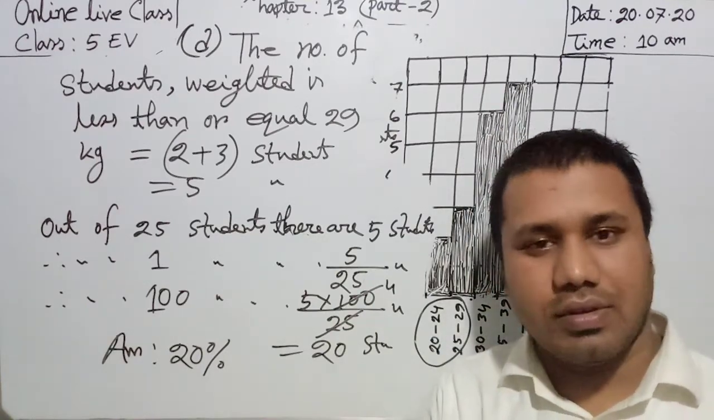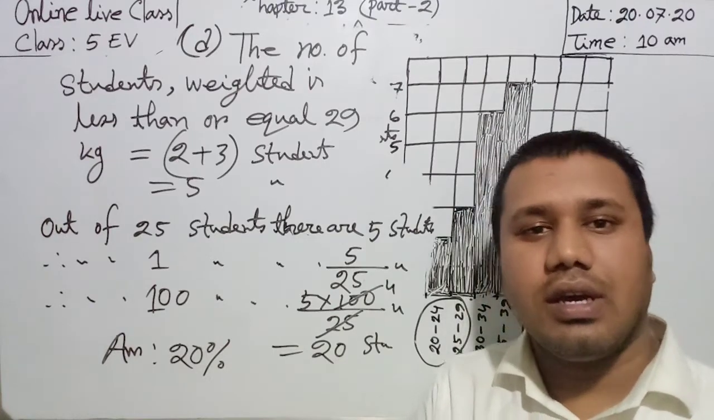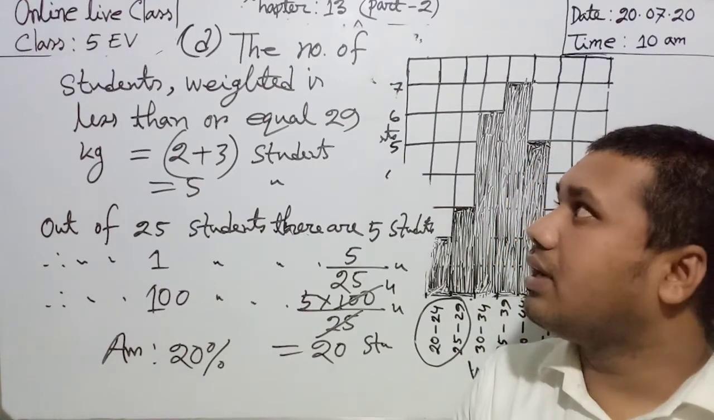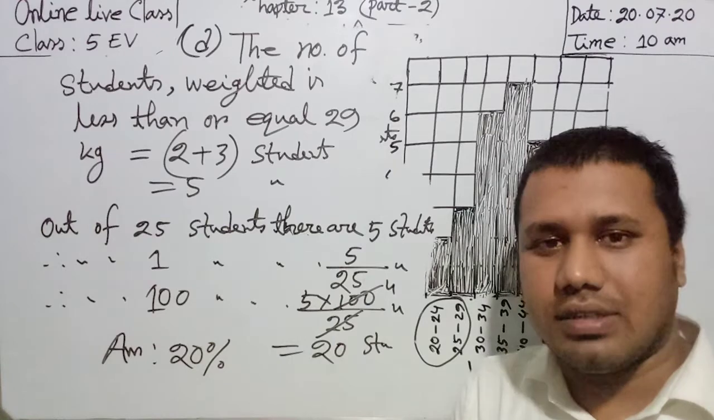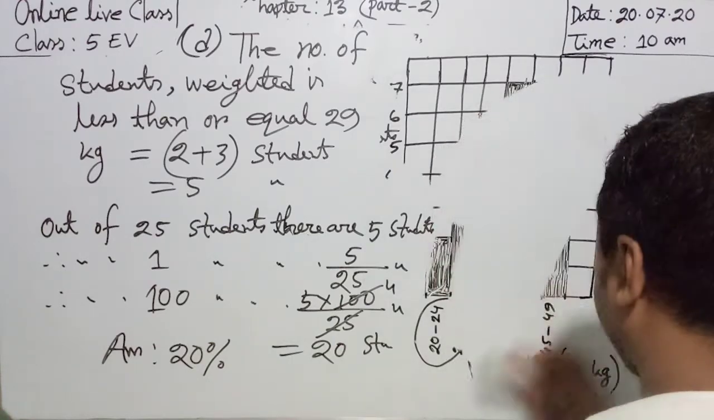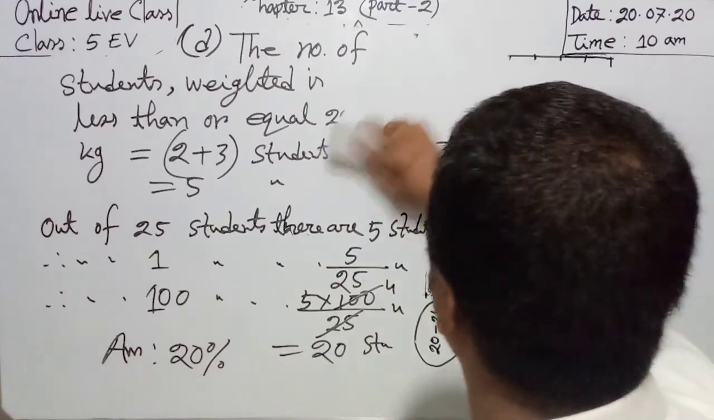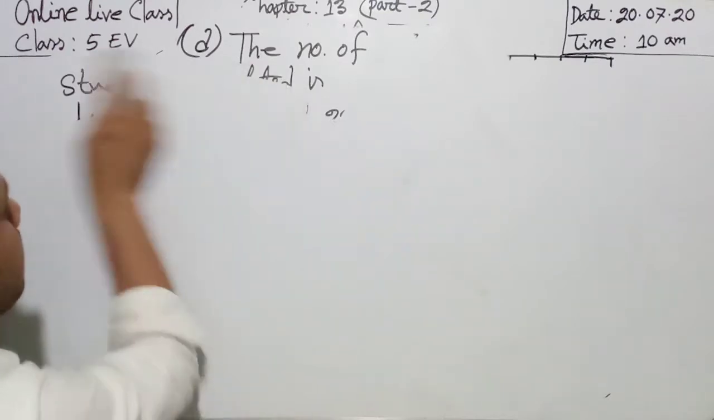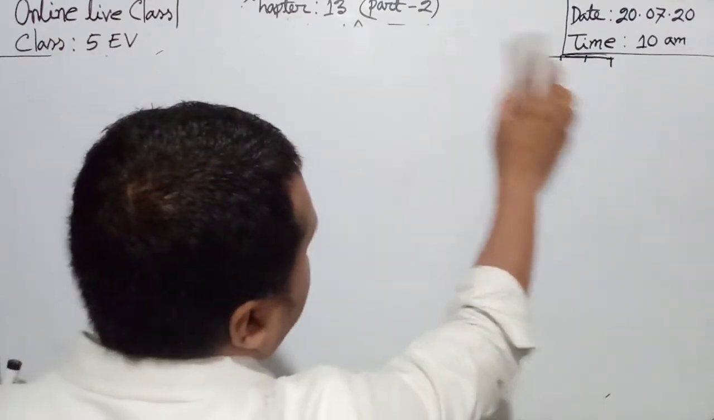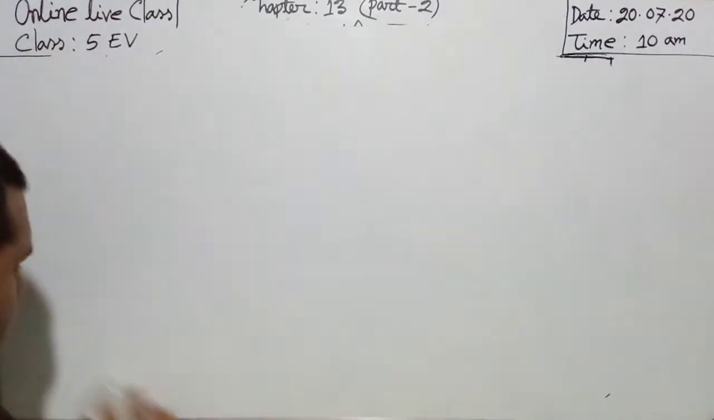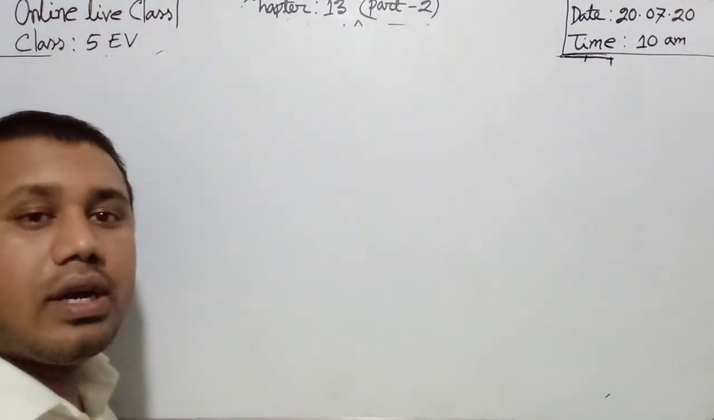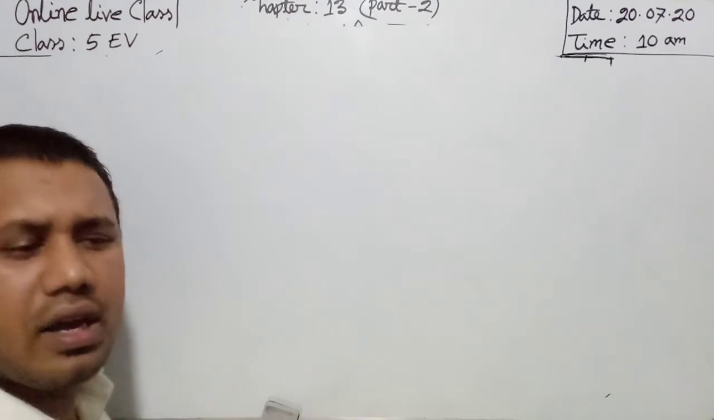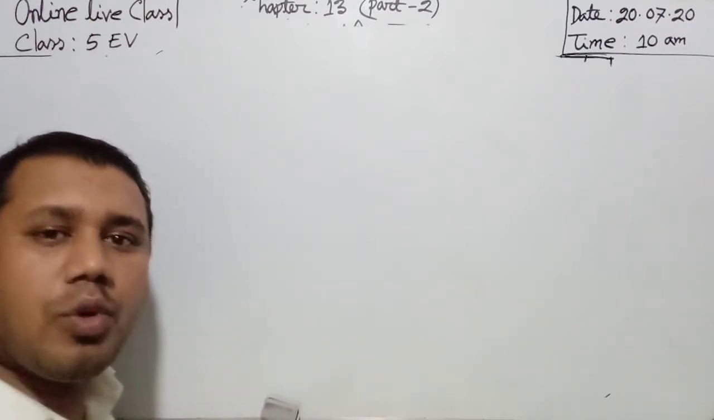Now our last topic in chapter 13, population density. Now we will write about population density. Now dear students, population density means how many people live per square kilometer area in any place. Clear? This is called population density.